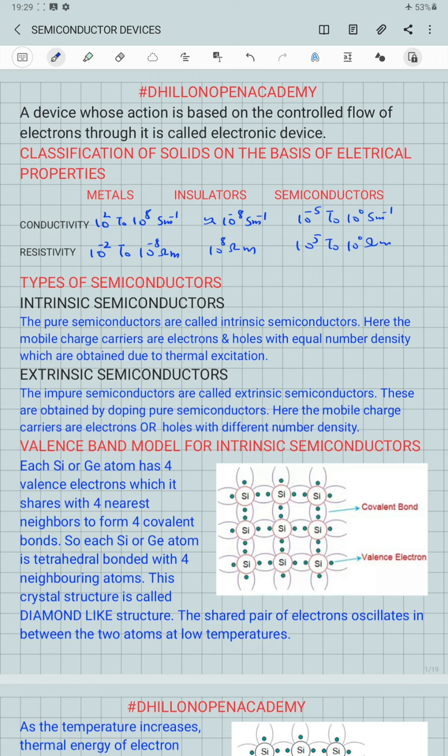Semiconductors have higher resistivity than metals but less than that of insulators. So semiconductors can be used for the controlled flow of electrons through them. That means they can be used for the manufacturing of electronic devices.